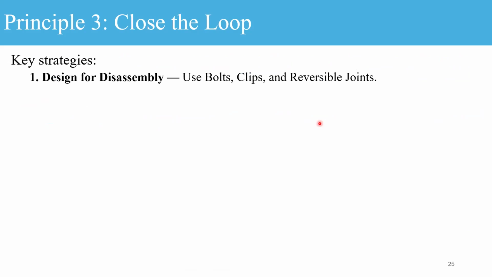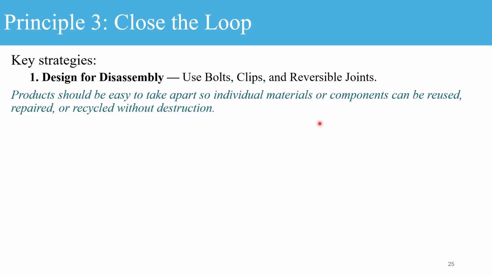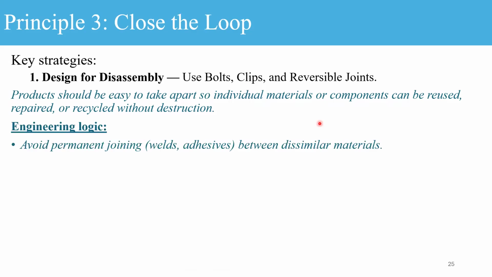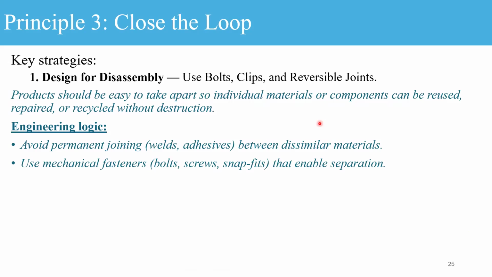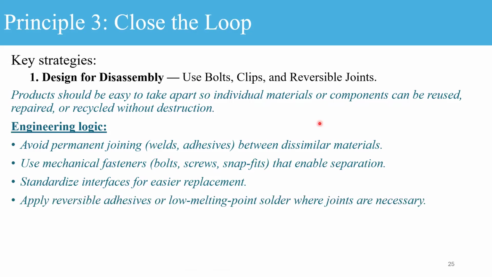The first strategy is design for disassembly. In this case, the products should be easy to take apart, so the individual materials or components can be reused, repaired, or recycled without destruction. The engineering logic here is to avoid permanent joining, such as welds or adhesives between dissimilar materials. We use mechanical fasteners such as bolts, screws, and snap fits that enable separation. We use standardized interfaces for easier replacement. We apply reversible adhesives or low melting point solders where joints are necessary.